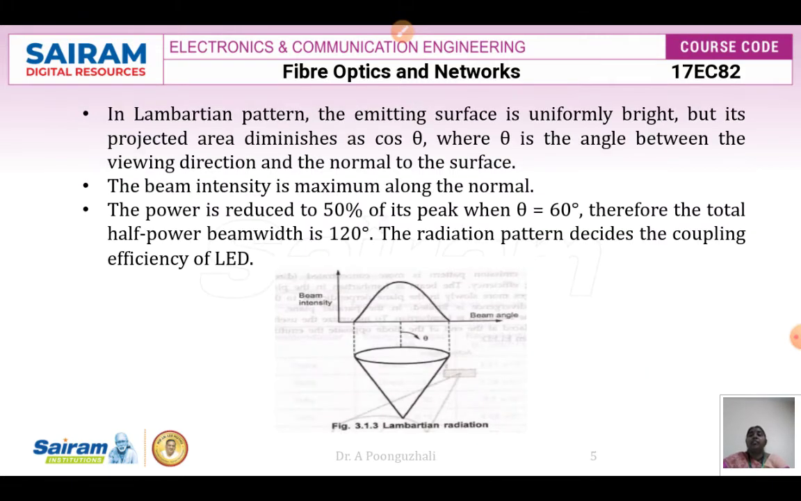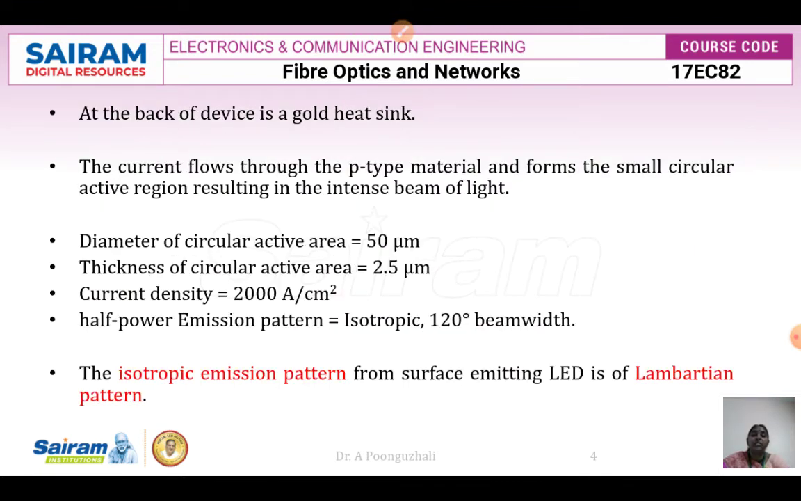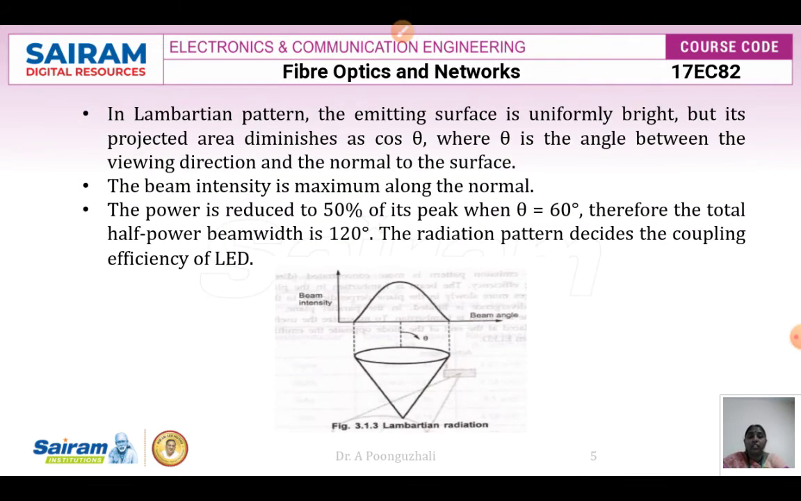In the Lambertian pattern, the emitting surface is uniformly bright. But the projected emission diminishes as cos theta, where theta is the angle between the viewing direction and the normal to the surface. So this is the normal to the surface and this is the viewing direction.